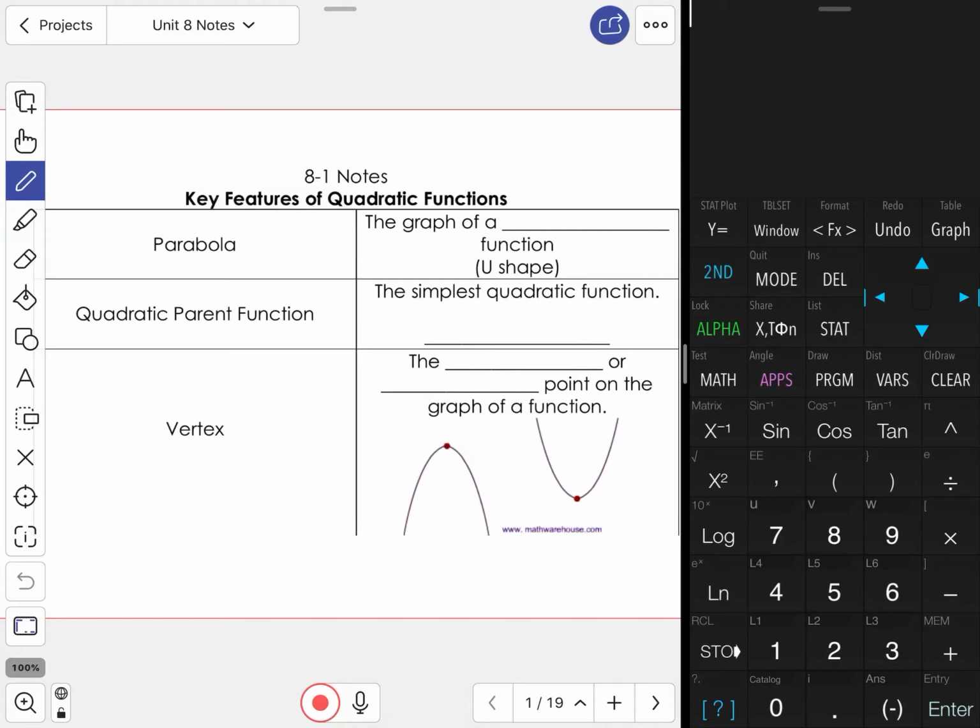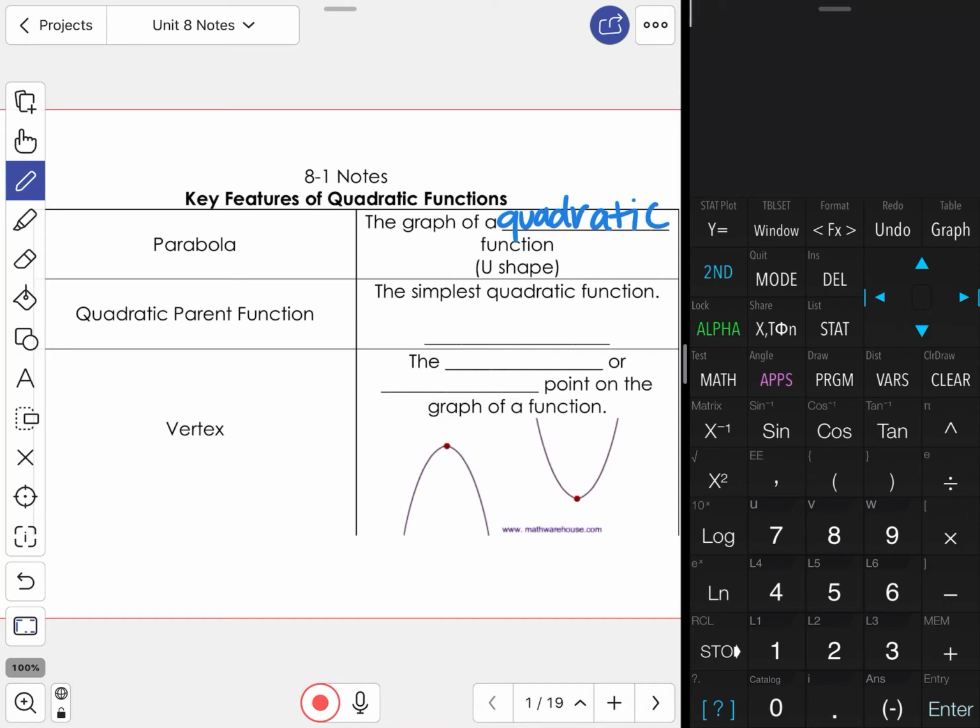Okay, so we are starting Unit 8, which is talking about quadratic functions. We're going to talk about a couple of vocabulary words first, the first one being a parabola. This is a graph of a quadratic function. All of the functions that we are going to be graphing in this unit are going to be quadratic functions. And instead of having a straight line, now they will make a U shape, kind of like the picture down below. A quadratic parent function is the simplest quadratic function.